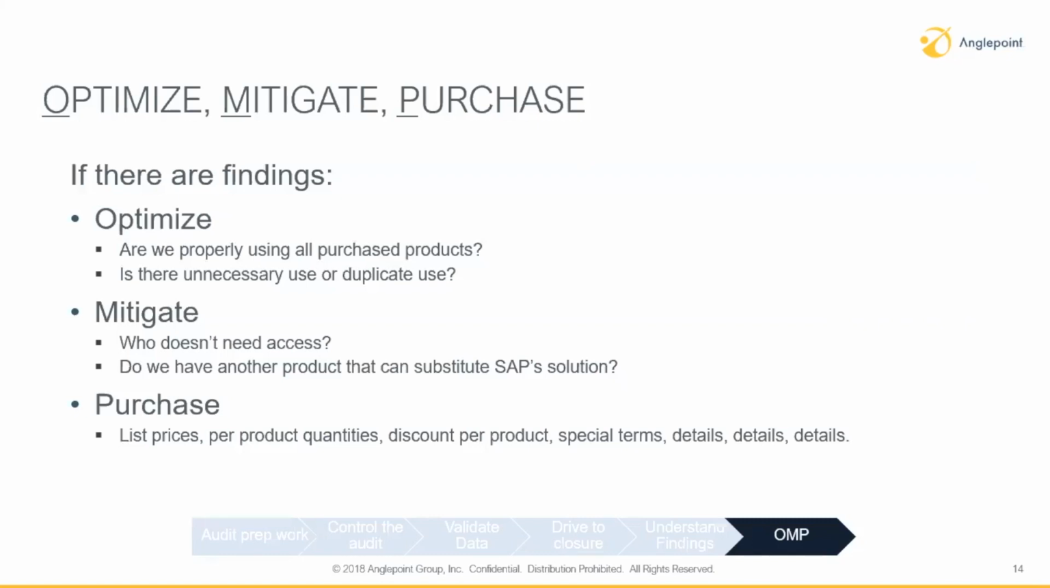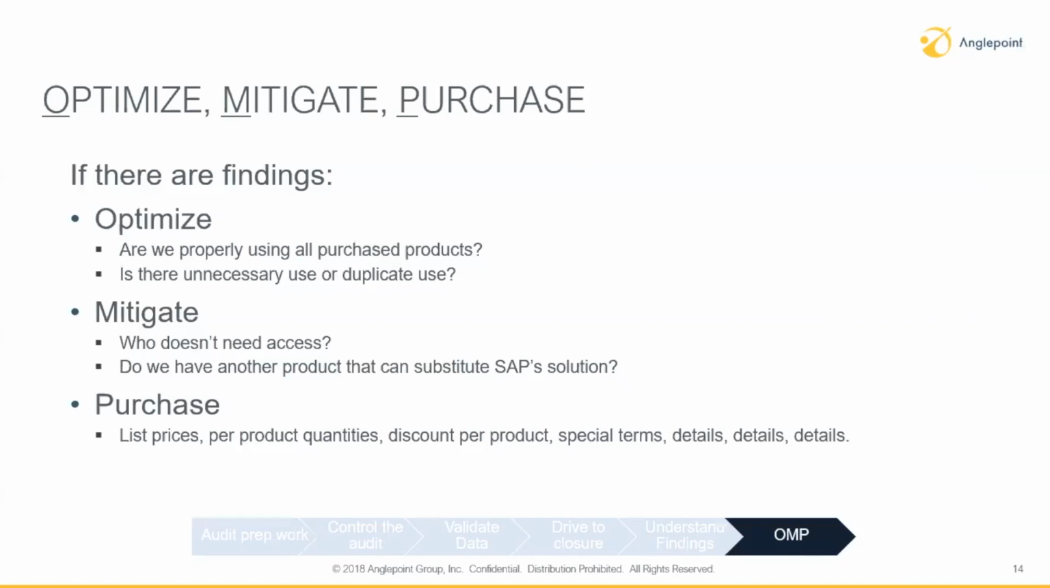So who doesn't need access? Do we have another product that can substitute SAP's solution that's much cheaper, right? Is there another BI solution that we could use in the interim? Is there some other solution that SAP sells that's less expensive than the one that we're using? So there are ways to mitigate what needs to be purchased.